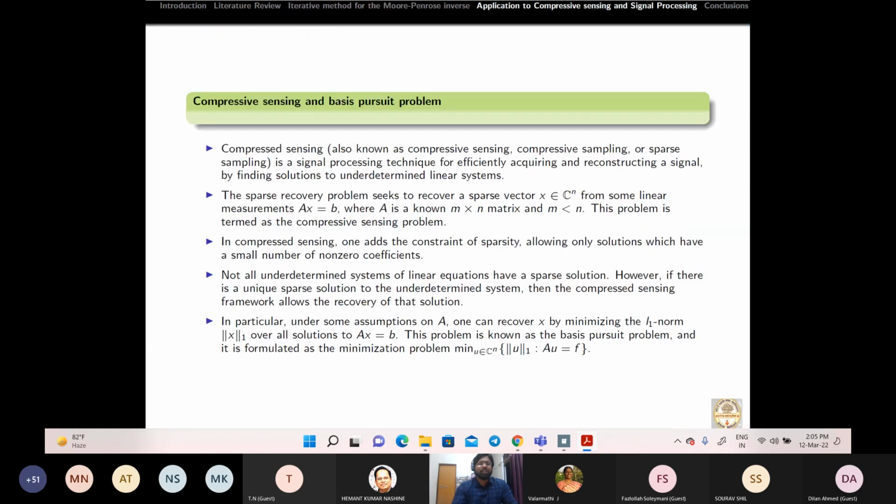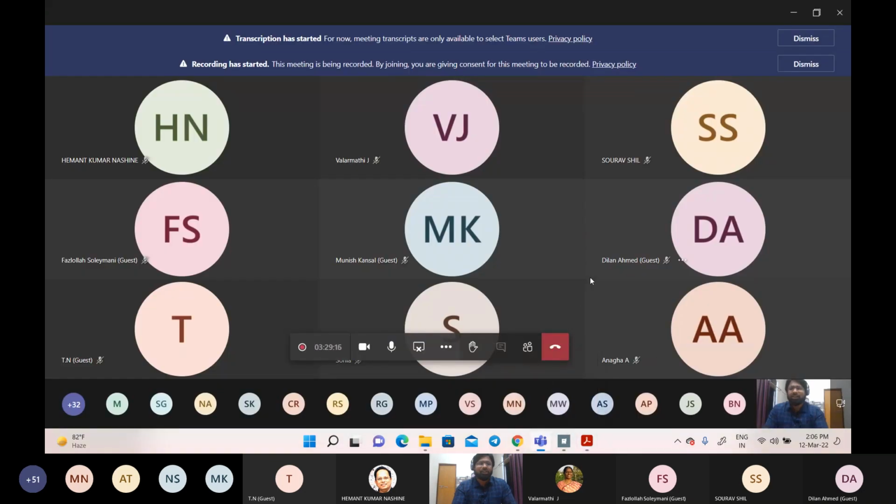Okay, this is actually my last slide. Recently, after finishing my research, I tried to apply this Moore-Penrose inverse and its technique to this particular compressive sensing problem. I think some of you might be familiar with this problem, signal processing, right? Before that, I just want to ask, do you have any other queries? Because this is my last slide, and here I will just discuss its application to compressive sensing and image processing. So any other queries you have?